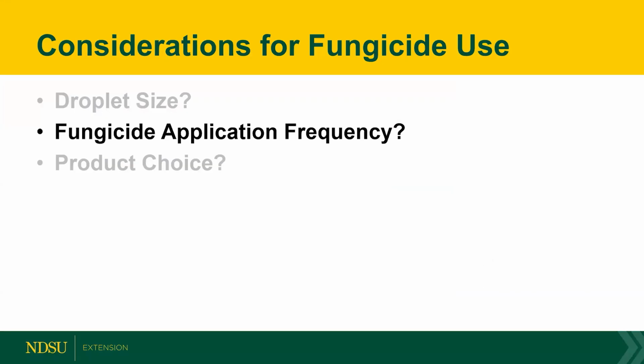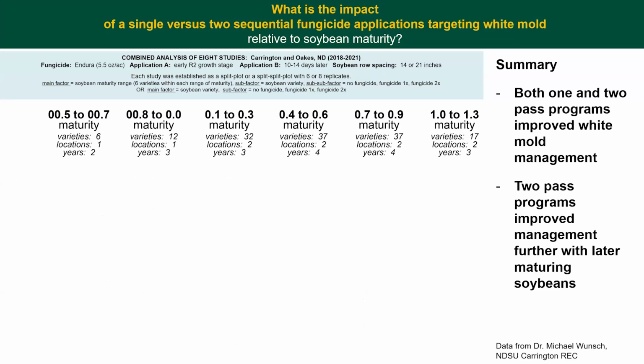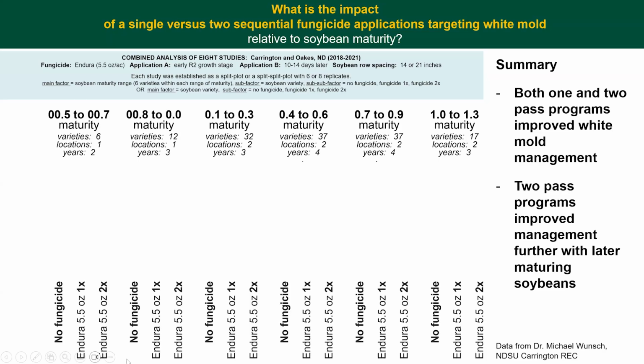So the next question for consideration is fungicide application frequency. Again, taking work from Dr. Michael Wunsch out of Carrington, we're now looking at different maturity groups, everything from double zeros at the top all the way over to a 1. And then across the bottom, we're looking at fungicide: a no fungicide application, Endura 1-pass program, and Endura 2-pass program.